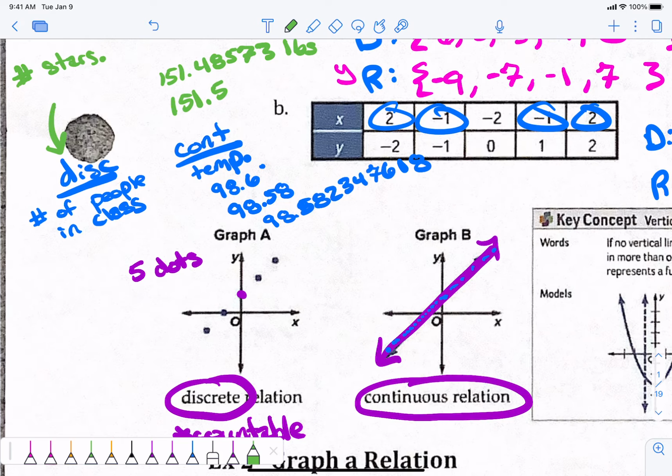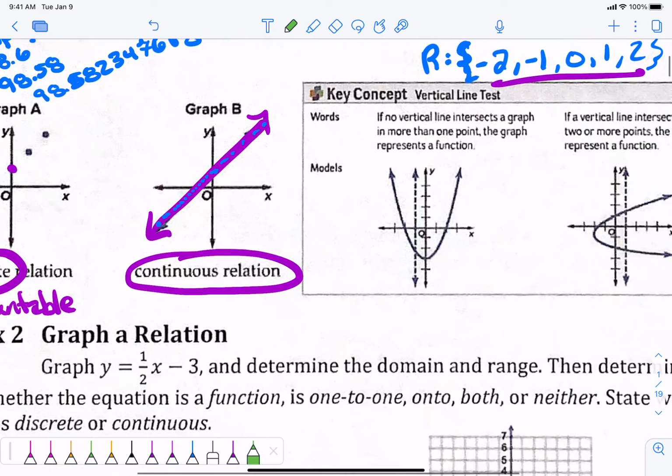A lot of people think that it's continuous because the sky goes on forever, right? That's not what continuous means. It doesn't mean it's continuing on forever. It's talking about decimal numbers that would continue on forever, okay? So that's the difference between the two. All right, let's move on.